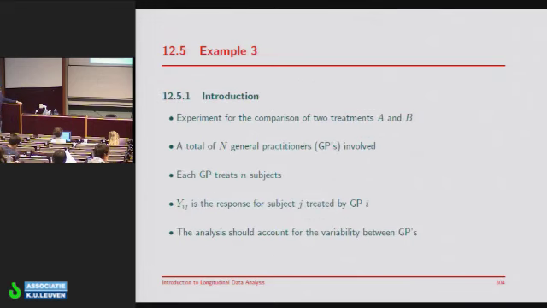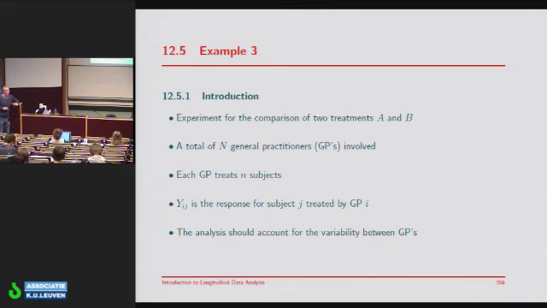Let's take a look at another example. It's not always like that, as you will now see. Here is an experiment which is not longitudinal, but we still can use mixed models for the analysis. Suppose you would have an experiment where you want to compare two different treatments.